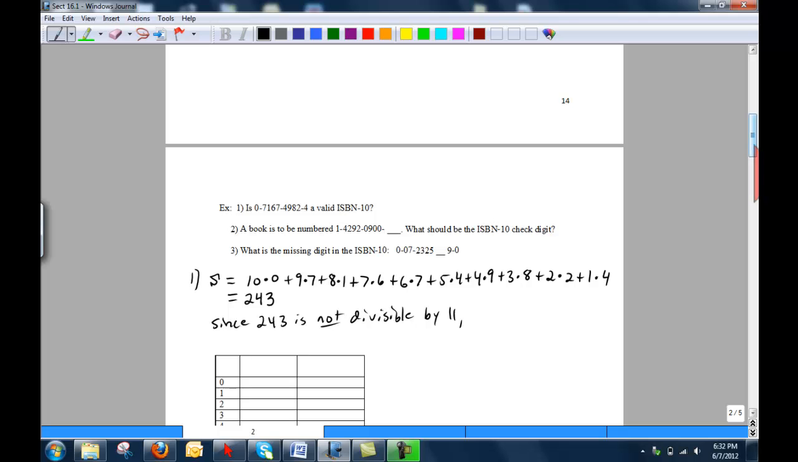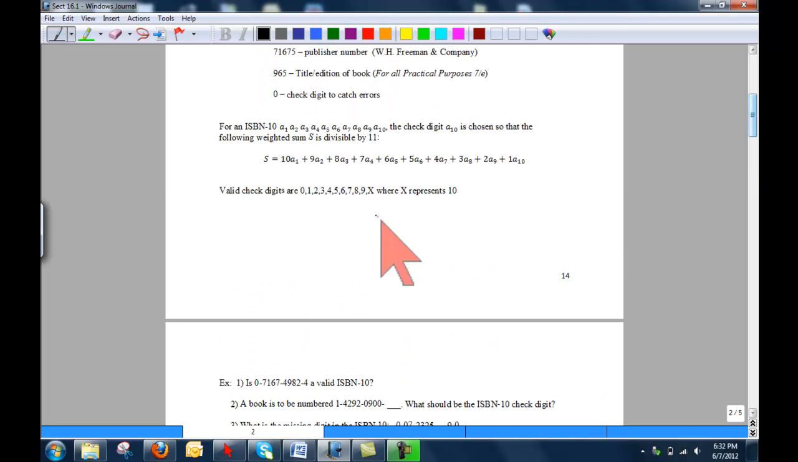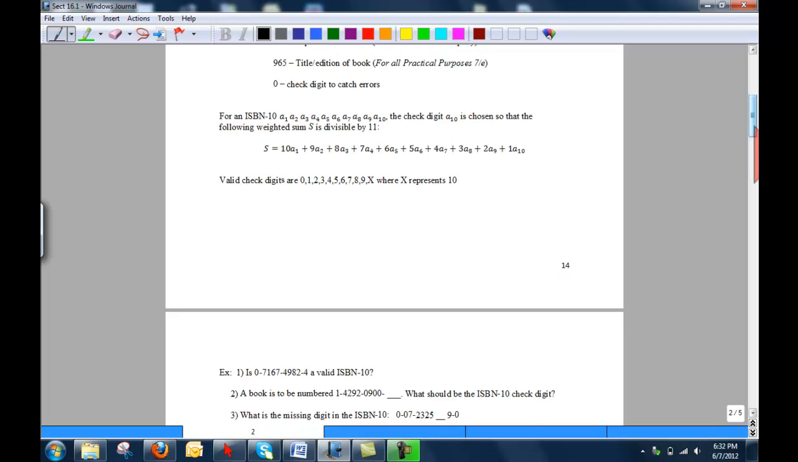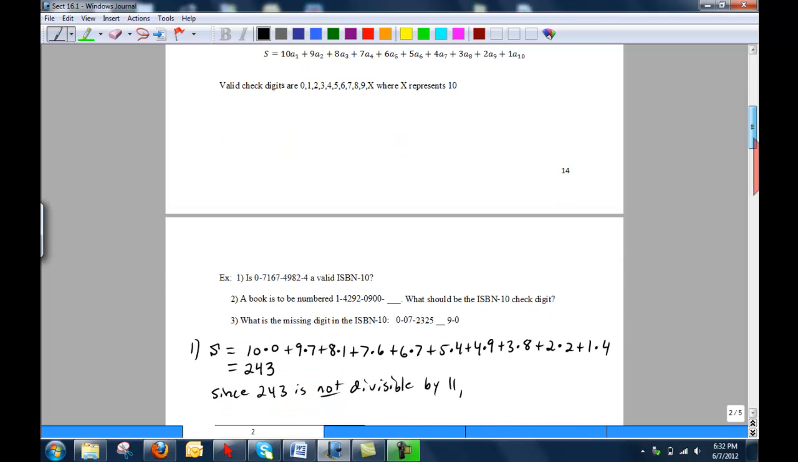What does that mean? Well, the question is, is this a valid ISBN 10 number? If it were, the check digit would have been chosen so that this sum we just computed was divisible by 11. If the sum isn't divisible by 11, then it must not be a valid number.